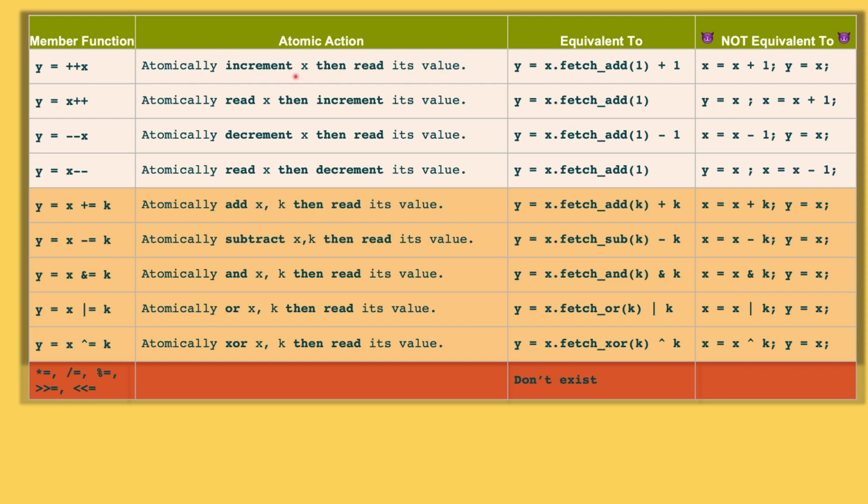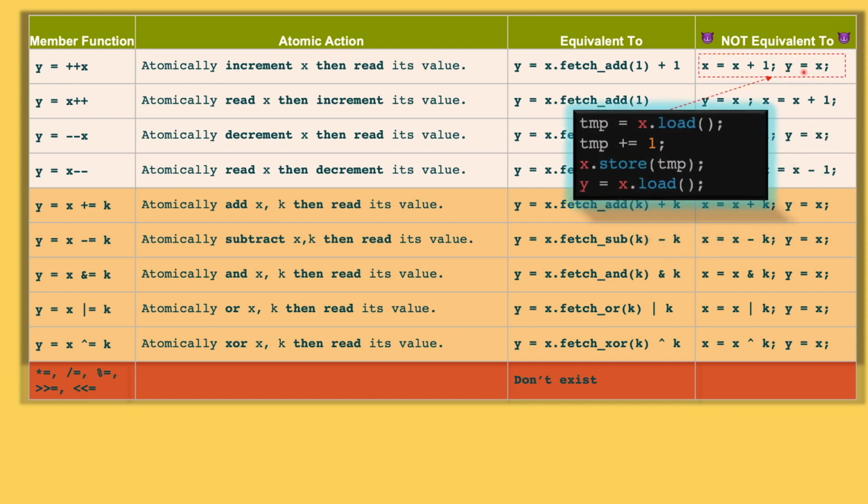So that means increment and reading is done atomically. You can implement the same thing, the same result, by writing this expression here. It's important to note that this expression here is not equivalent to first doing x is equal to x plus 1 and then y is equal to x. Because what is happening here is that you really have multiple atomic operations running sequentially.